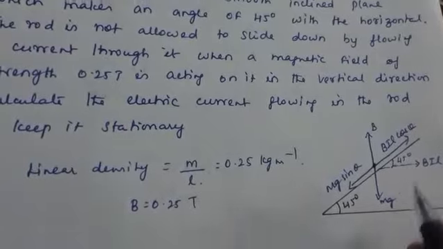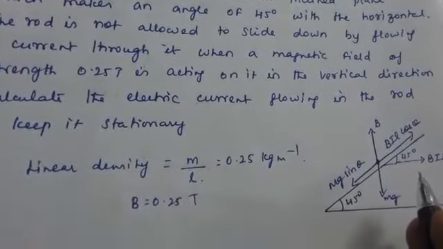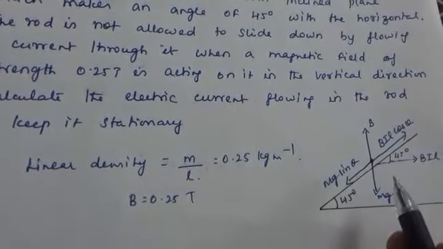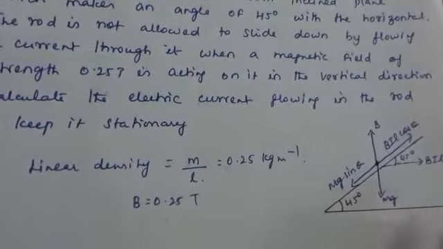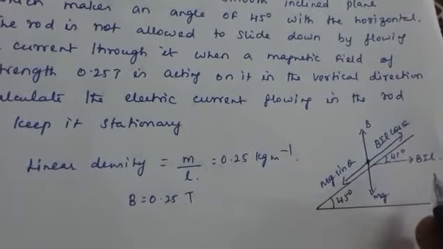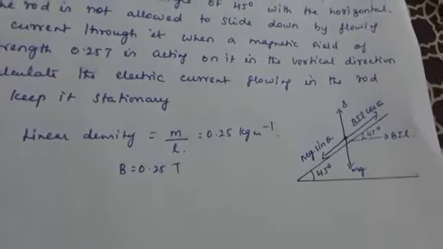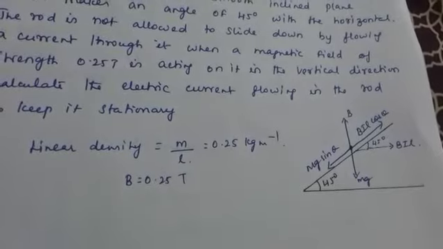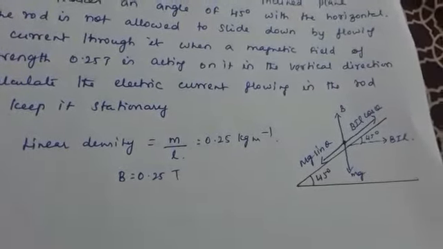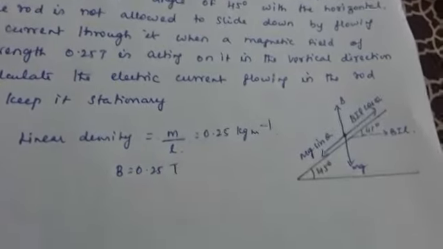The current I is flowing through the metallic rod. The direction of the electric current is into the paper. The direction of the magnetic force is given by Fleming's left hand rule. Now, the metallic rod should not slide down. So, what current should be allowed to flow in order for the metallic rod to be kept stationary?